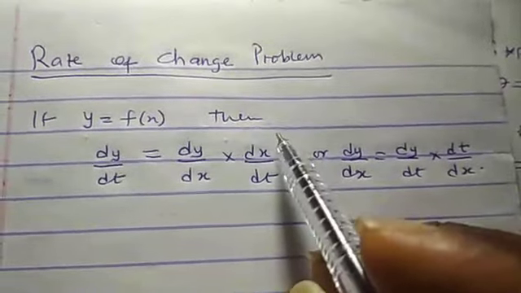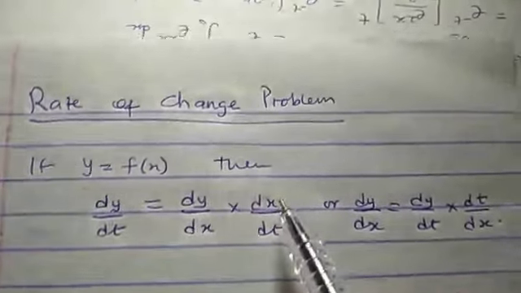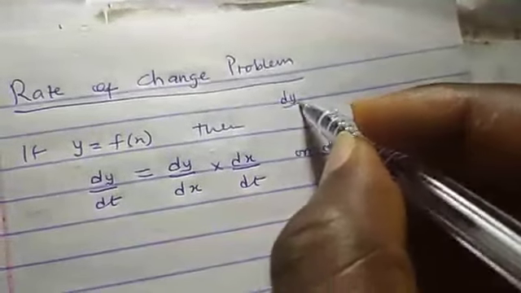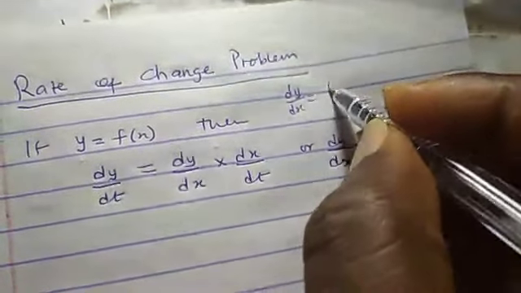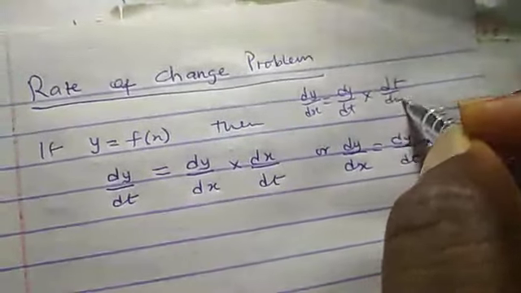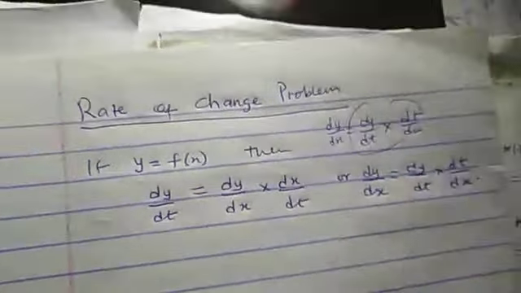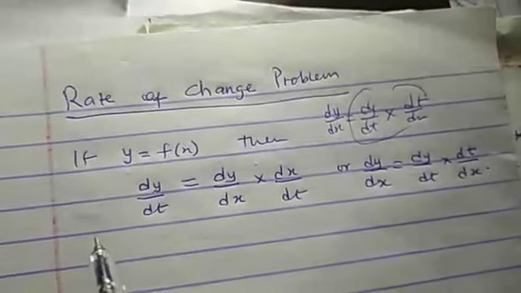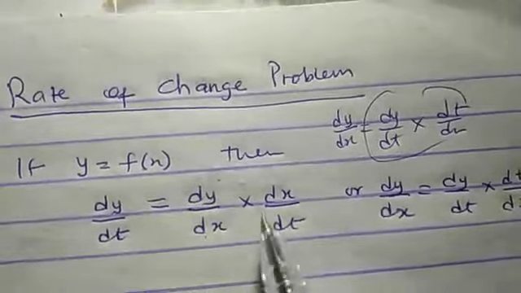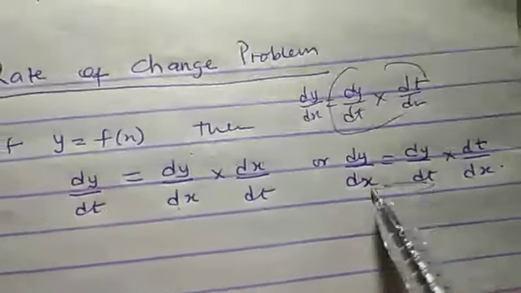So the rate of change problem is just like that of the application of parametric differentiation, which we say that if you have dy ds is dy dt times dt dx, if you remember. So this is just the formula that is useful in this place. Which we have here, dy dt is dy dx times dx dt, like that.